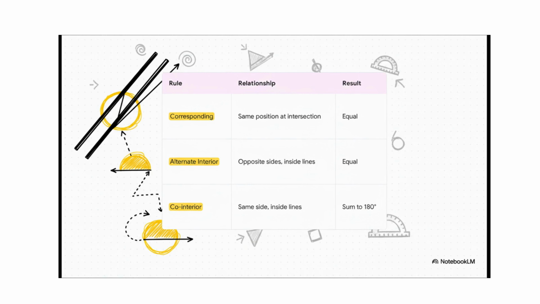Next, look for a Z-shape. That'll help you find the alternate interior angles. And guess what? They're also always equal. And finally, if you can spot a C-shape, you found co-interior angles. These guys are a little different. They always add up to 180 degrees. Seriously, learn these 3 rules, and they become your geometry cheat code.